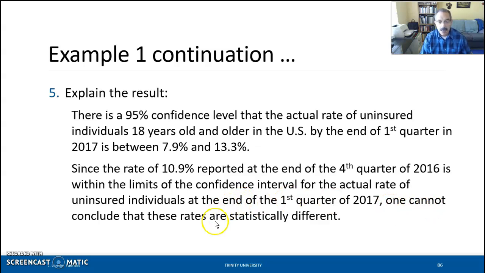So we say that they're not statistically different. All right, so if you were talking to these politicians, you can show this information and say, well, the rate of uninsured has not changed statistically from the fourth quarter of last year to the end of the first quarter of this year. So you cannot say that this program is failing.